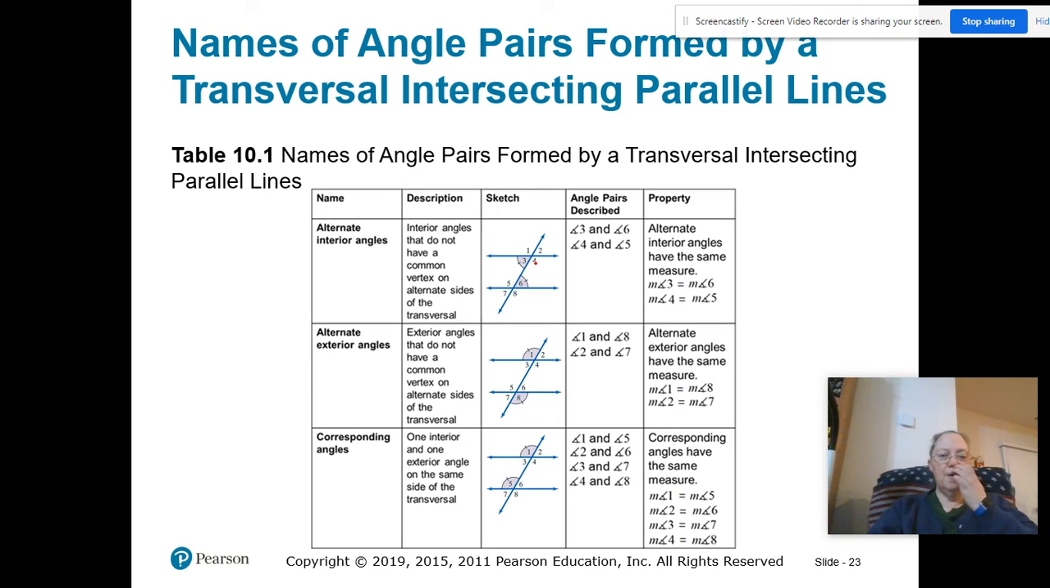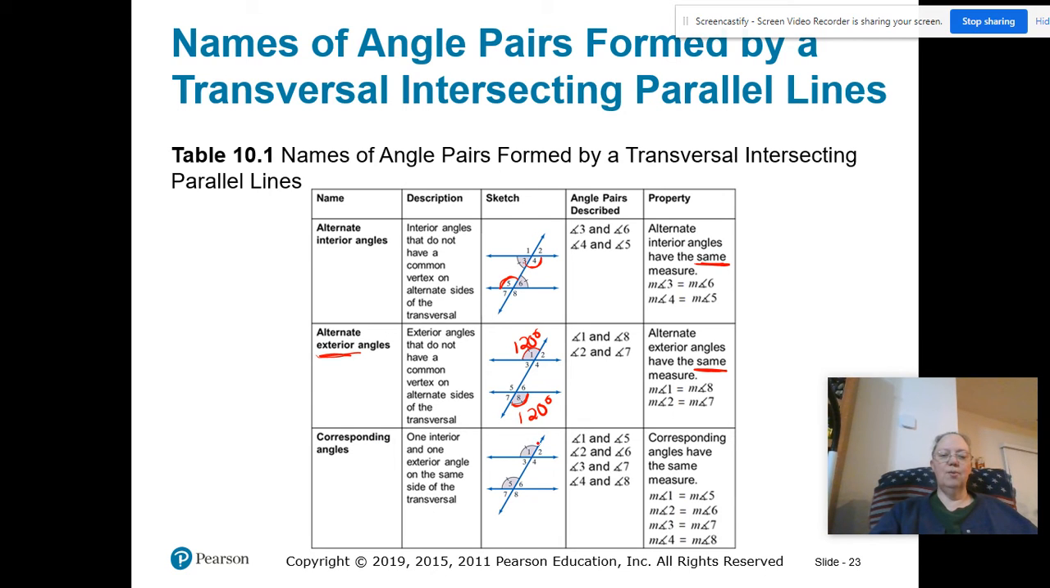Also alternate interior would be 4 and 5. Now, alternate interior angles have the same measure. So if I knew angle 4 was 100 degrees, then angle 5 would also be 100 degrees. Alternate exterior angles: again, they have to be on opposite sides of the transversal, and this time they are outside of the parallel lines. So 1 and 8 would be an example of alternate exterior angles, and they also have the same measure. So if I knew, for example, that this angle was 120 degrees, then angle 8 would also have to be 120 degrees.